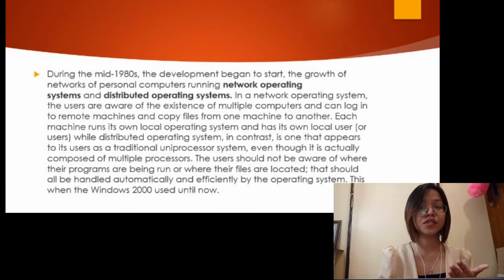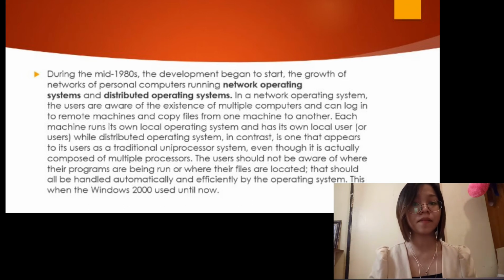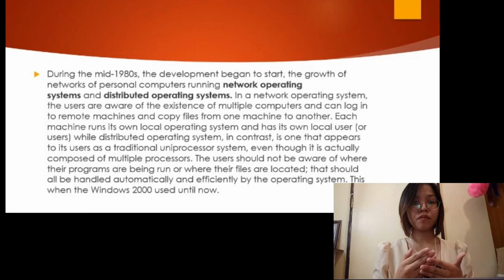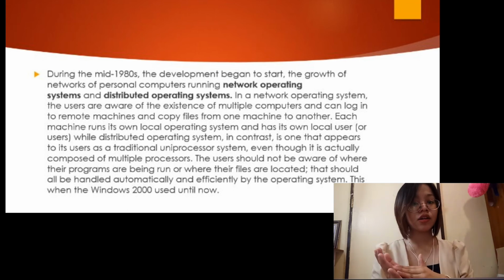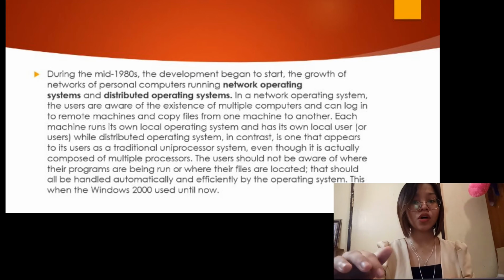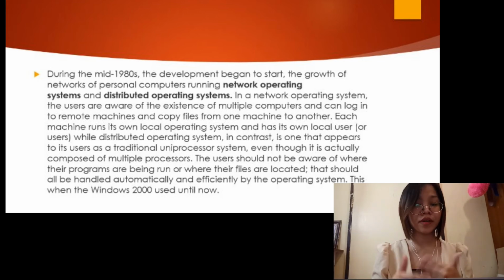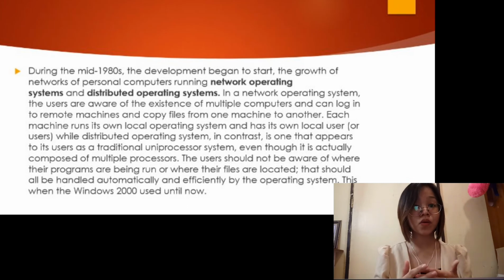is one that appears to its users as a traditional uniprocessor system, even though it is actually composed of multiple processors. The user should not be aware of where their programs are being run or where their files are located. That should all be handled automatically and efficiently by the operating system. This is when Windows 2000 came, used until now.